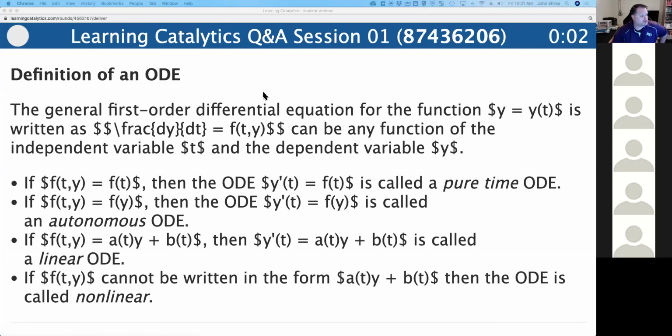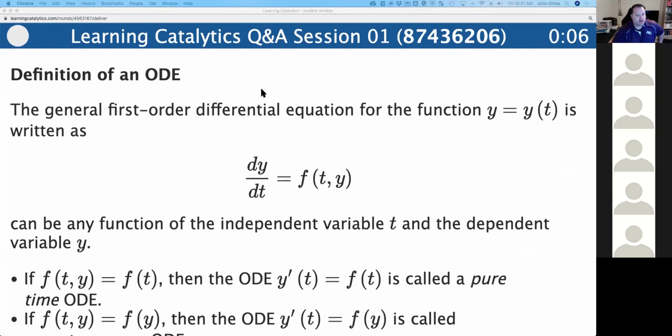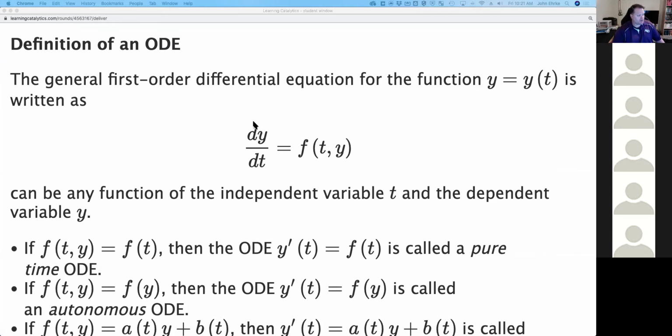The first thing that I want to cover with you this morning are some naming conventions, and then I'll ask you a question to see if you have this idea down. A general first order differential equation is one of the form dy/dt = f(t, y). So the left-hand side here is the derivative, y is the dependent variable, t is the independent variable.